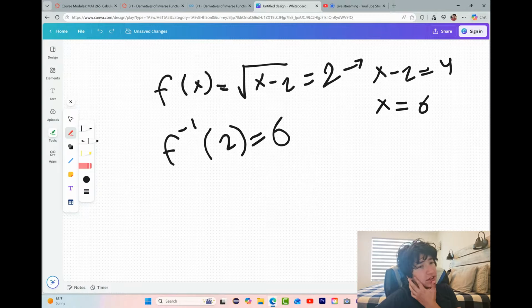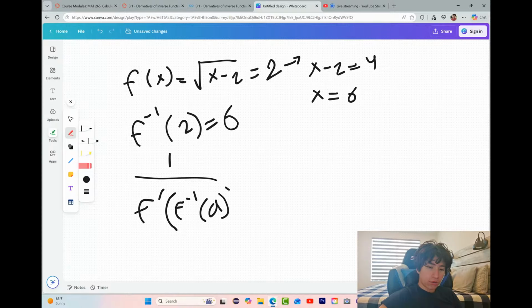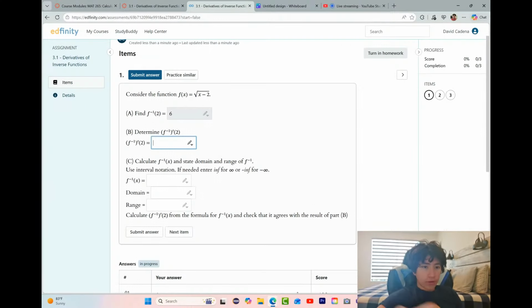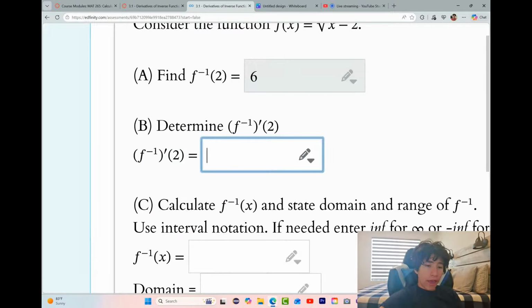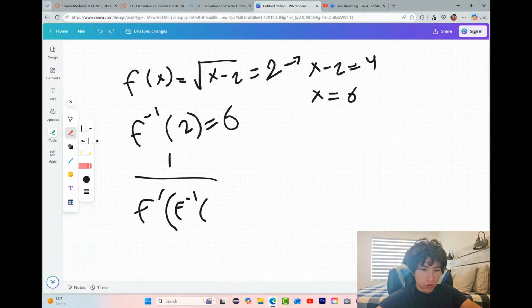And then to find the inverse, we just do our formula. So we do 1 over f prime of f inverse at x equals a, and our a is 2. So we need to find the derivative of f inverse of 2. That's our a. So this is equal to, there we go.